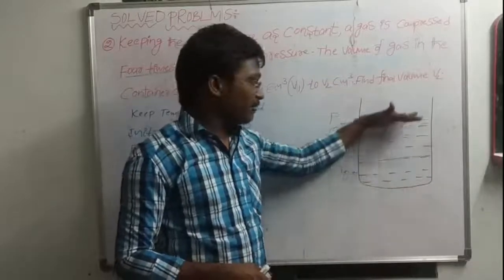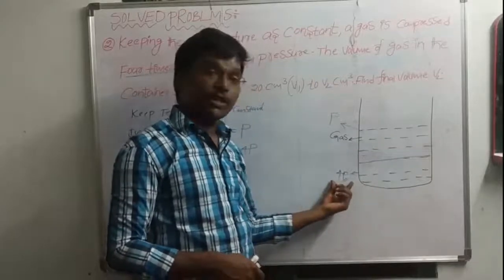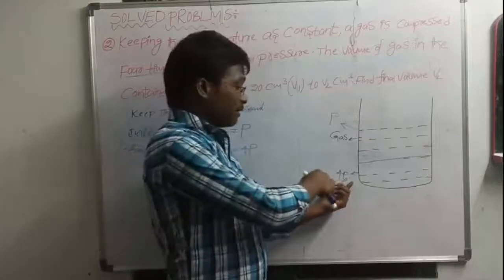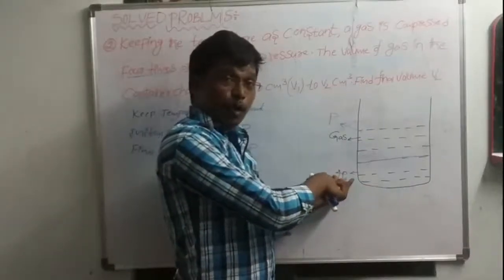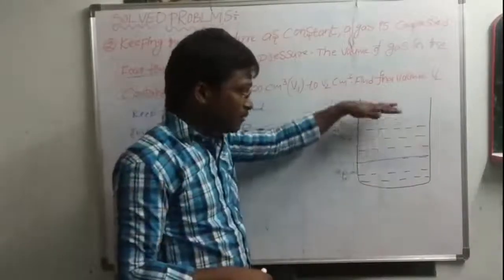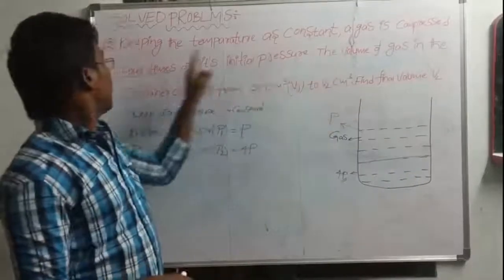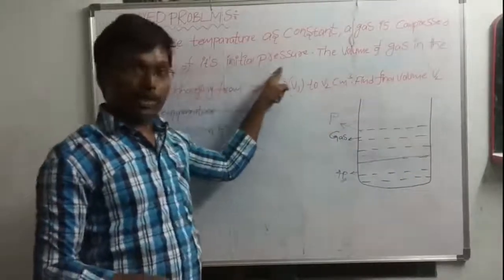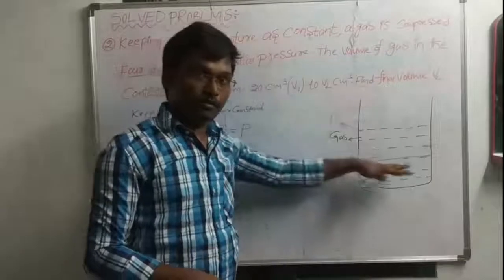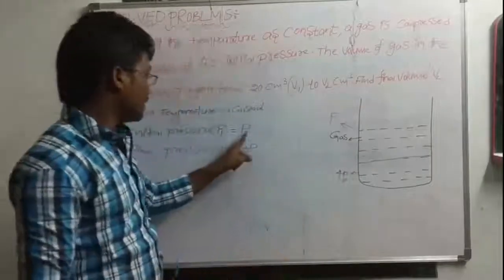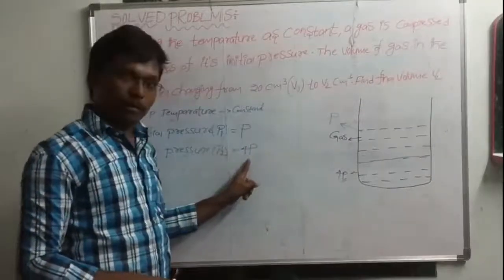So when the liquid moves downside, what is the pressure? 4P. Why should we take here 4P? Because he compressed 4 times. He compressed 4 times of its initial pressure. Okay. Now this is the initial pressure. This is the final pressure.